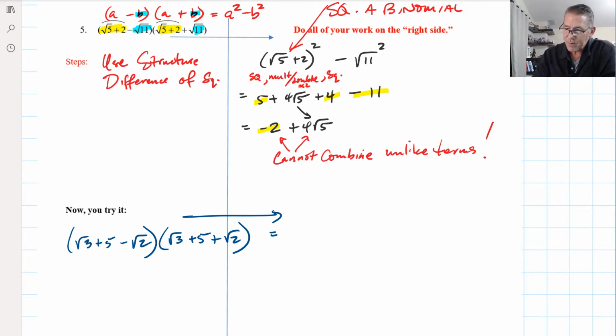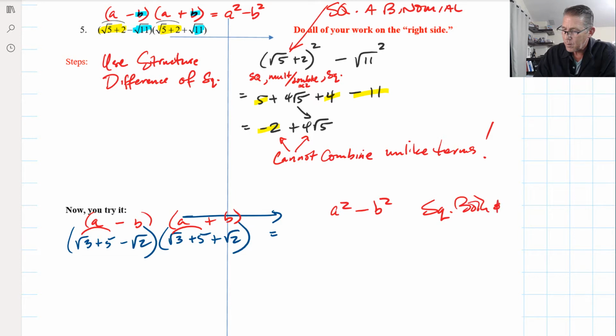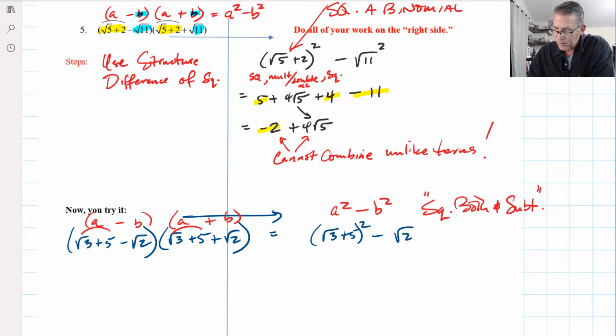All right, let's check your result. Again, this right here is A, this is B. So A minus B times A plus B is equal to A squared minus B squared. So you square both and subtract. Square both and subtract. That's all you do. That's the key concept right there. So here we go. I'm going to take root 3 plus 5 and square it. I'm going to take the root 2 and square it.